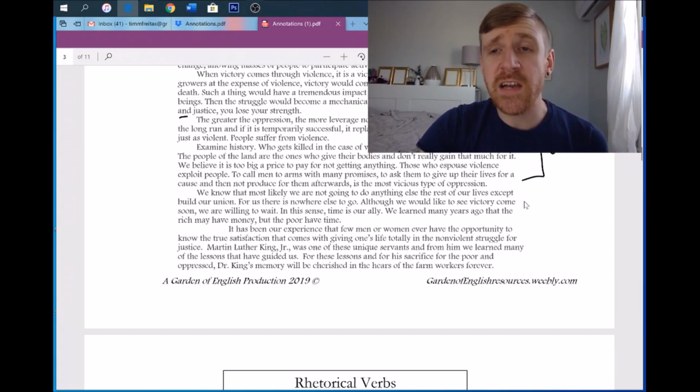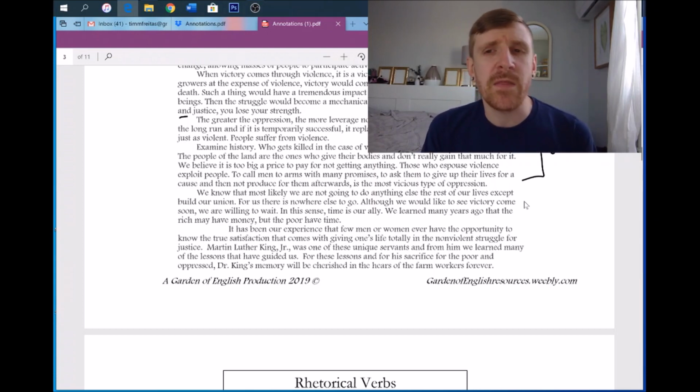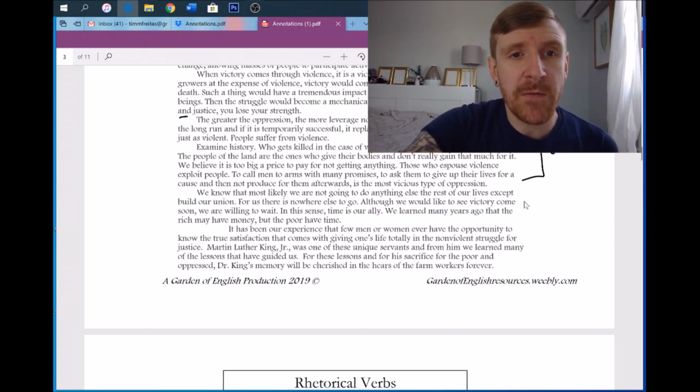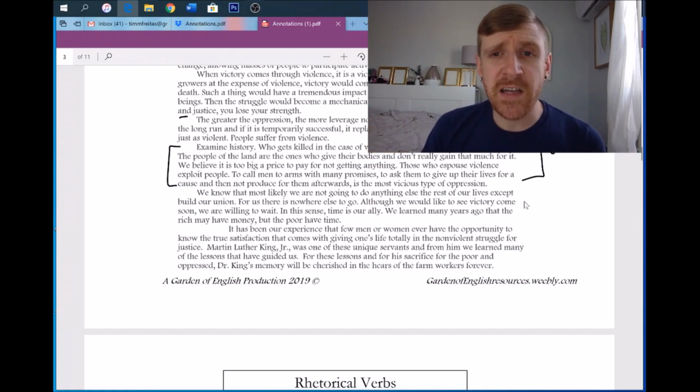However, I want to just make a little side note. This is where we want to show kids, when they create arguments, why they want to use concrete evidence as specific as possible. Particularly this paragraph here that starts with examine history, and it says who gets killed in the case of a violent revolution. Notice how he doesn't give actual concrete examples.